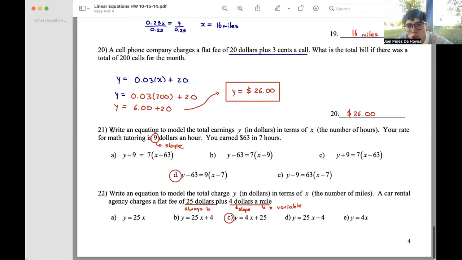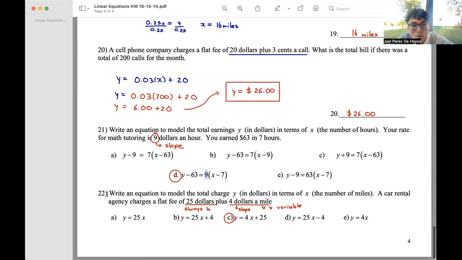In this one, write an equation to model the total earnings, y in dollars, in terms of x, the number of hours. Your rate of math tutoring, like me, is $9 an hour. Wow. That is actually not a good rate. You earn $63 in 7 hours. So what you have to do is this will be the slope. In each and every one of them, you just have to find the slope.